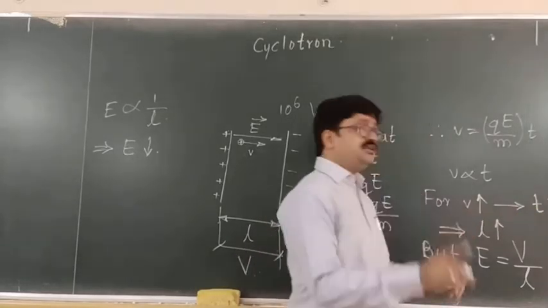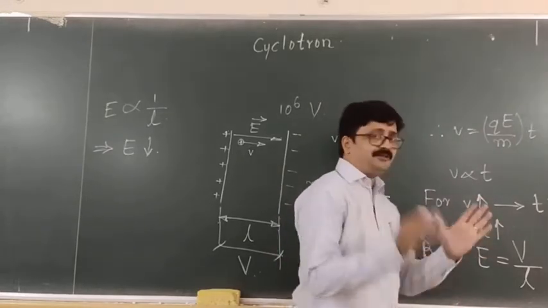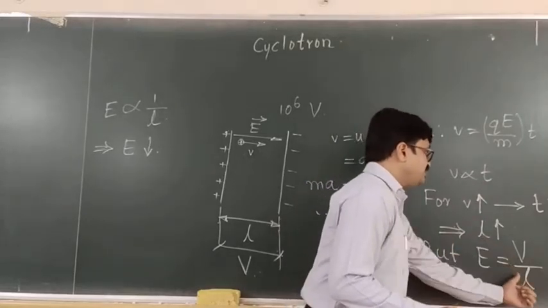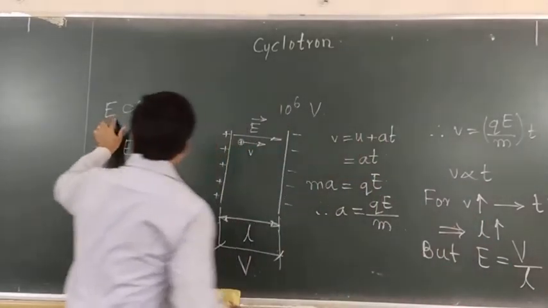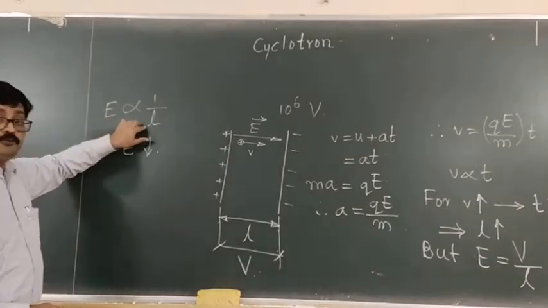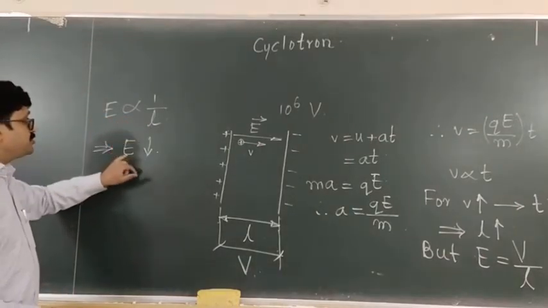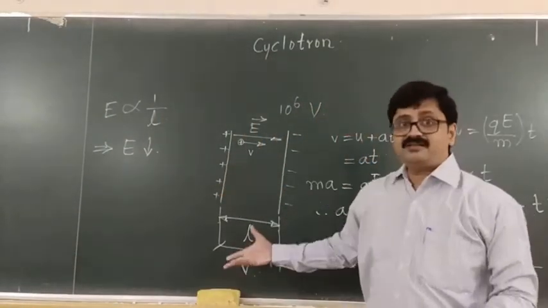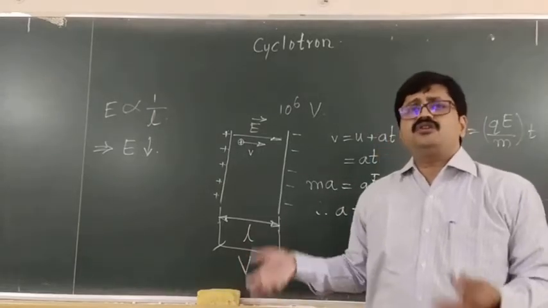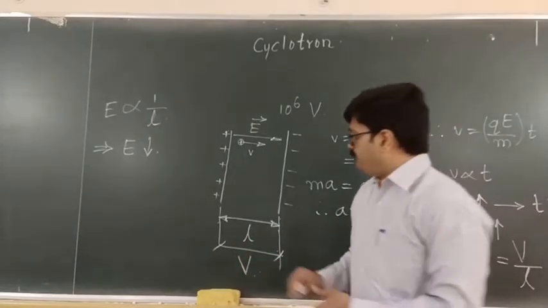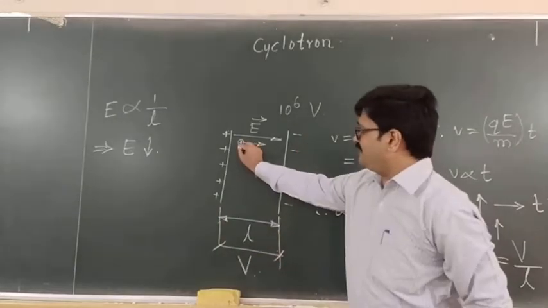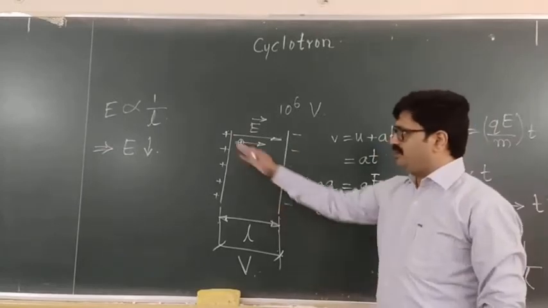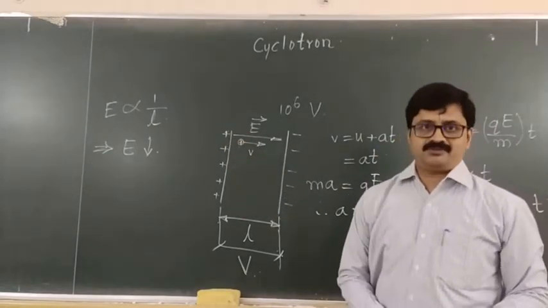So if the time interval has to increase, then the length between the two plates must also increase. But if the length becomes larger, we know that E, that is the electric field, is inversely proportional to length. If the length becomes larger, the electric field will decrease. If the electric field decreases, obviously the force due to the electric field will also decrease. So if I increase the length and hence want to increase the speed of the particle, unfortunately the electric field will get affected because of this.